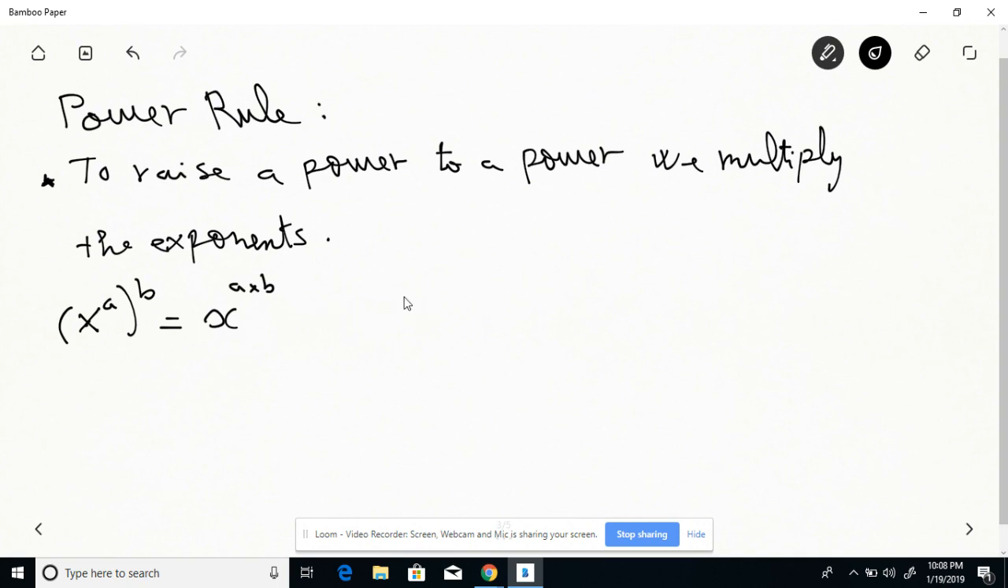I'm going to give an example here. We have 3 to the third, raised to the fourth power. It's going to be 3 to 3 times 4, which is going to be 3 to the exponent of 12. It's going to be 3 times 3. You can do it by calculator.